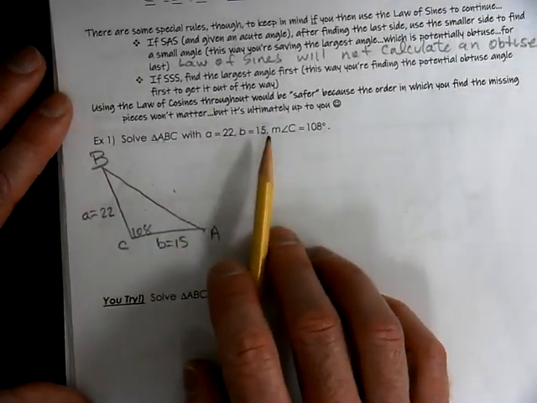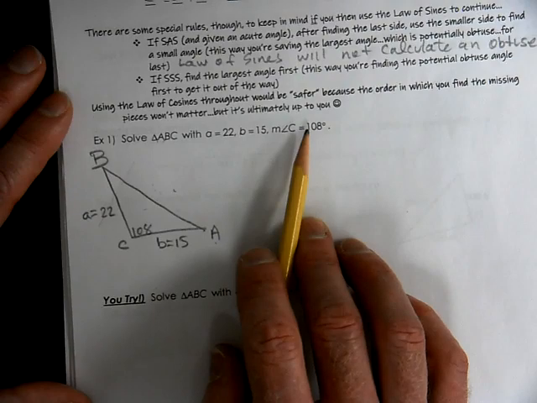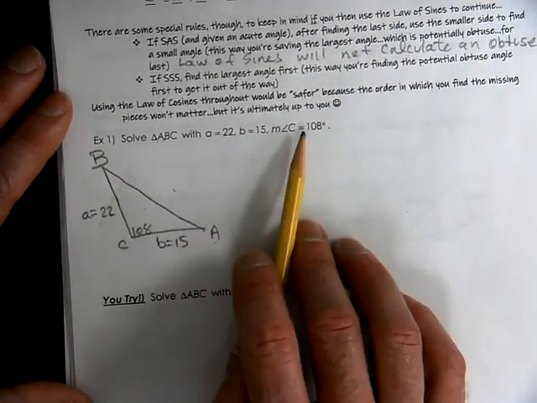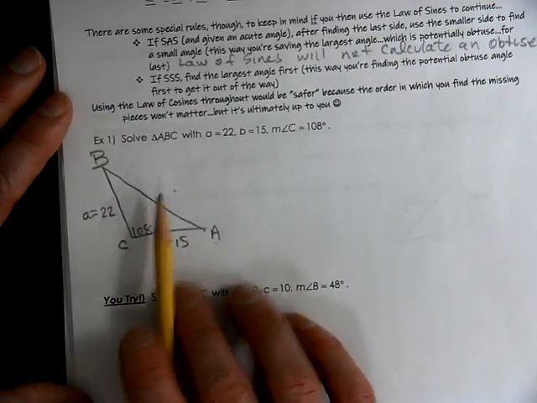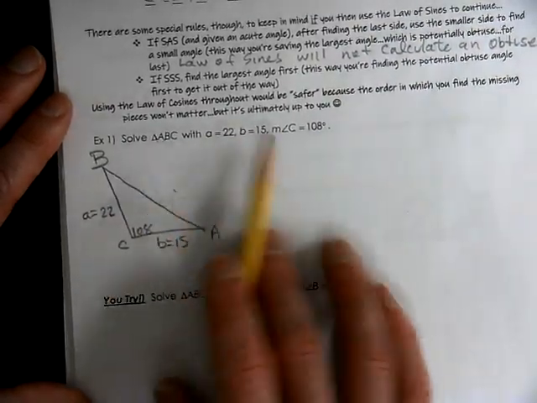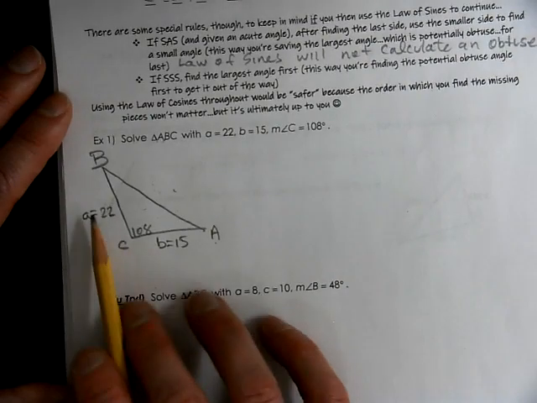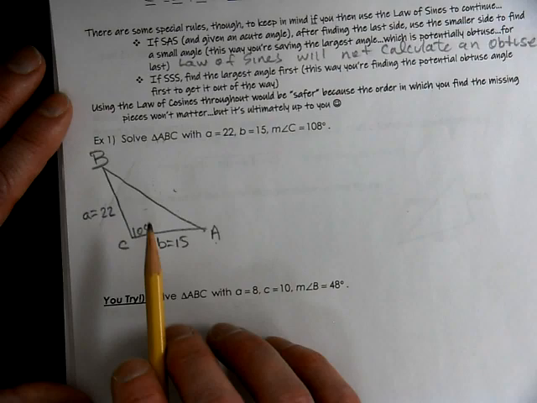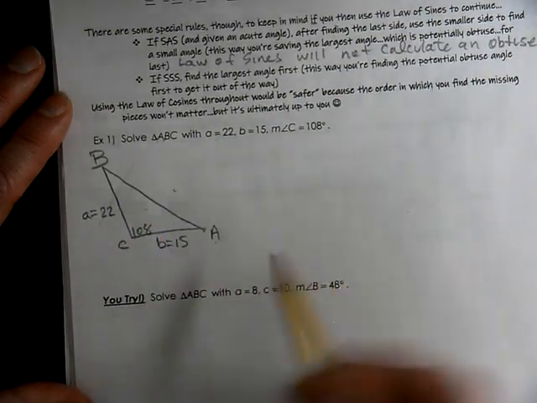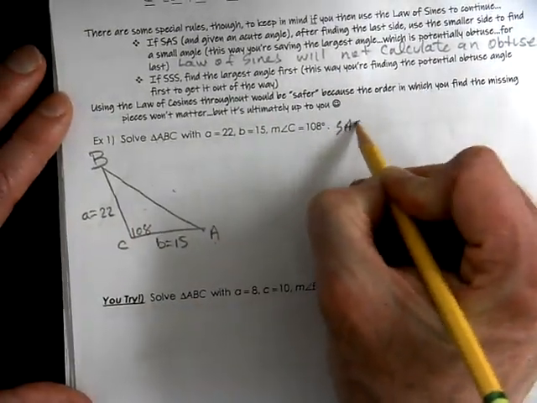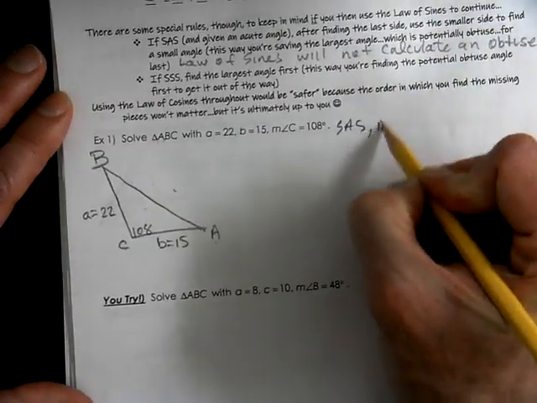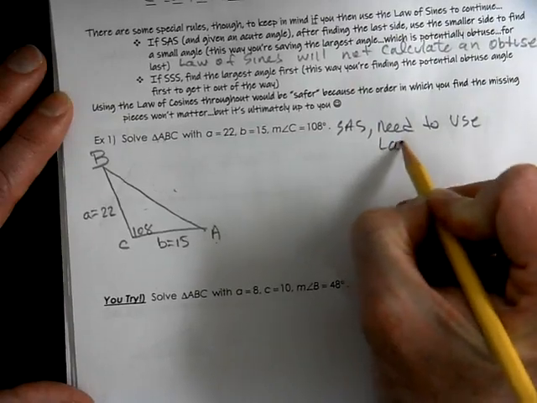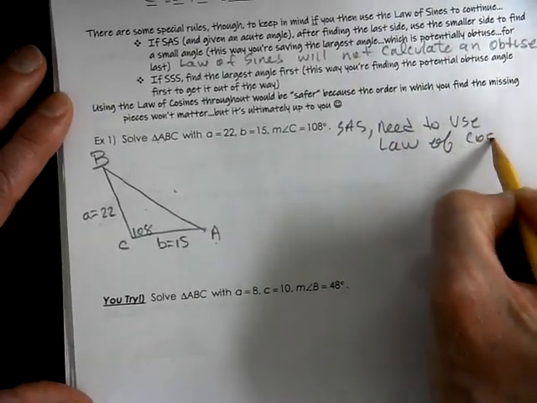Don't get tricked up here and think that you have SSA. Just because they give you the information not in the order that it lies in the triangle doesn't mean that when you place it in the triangle you won't get it. So you got to use the triangle to help you determine what type of triangle you have. We have SAS. Need to use law of cosines.